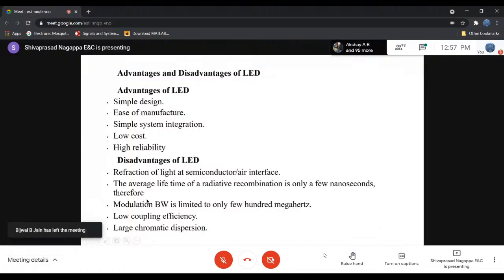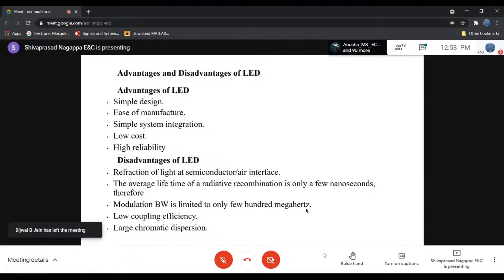So here it will be in nanoseconds. Hence, your modulation bandwidth will be limited to only a few hundreds of megahertz, not in terms of gigahertz. That is the thing. And also low coupling efficiency, the efficiency in order to couple.